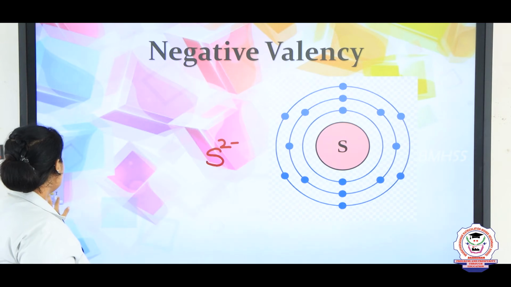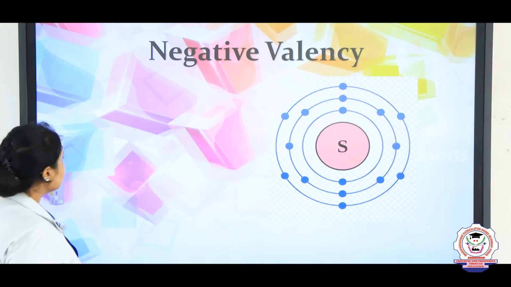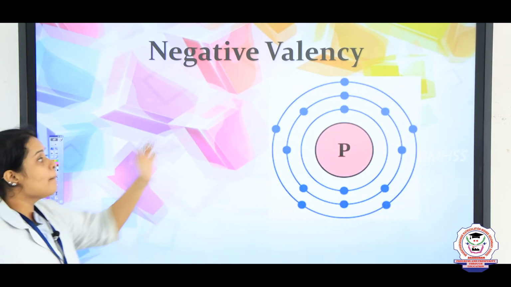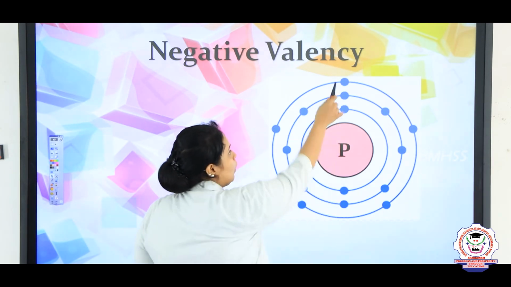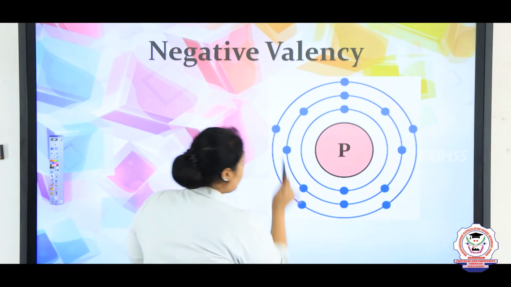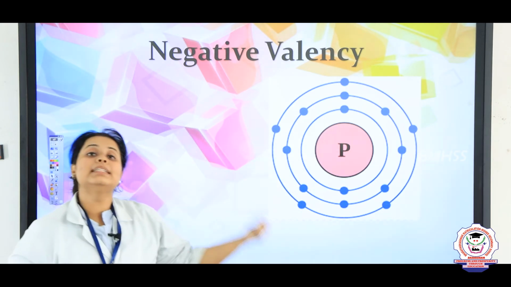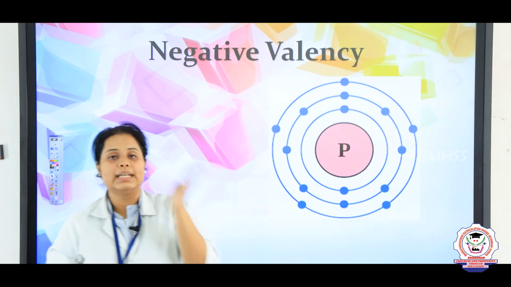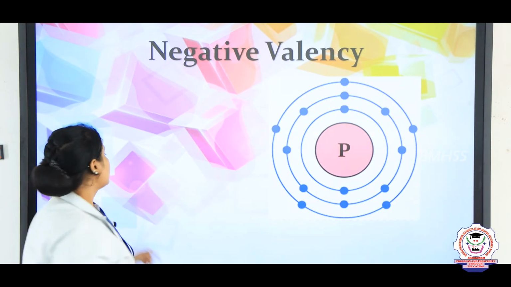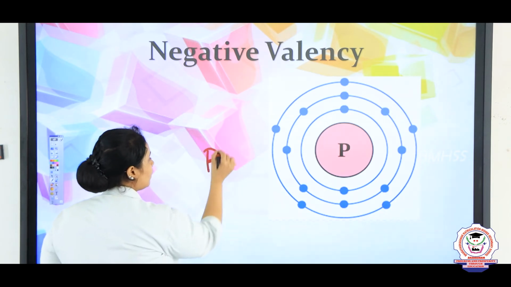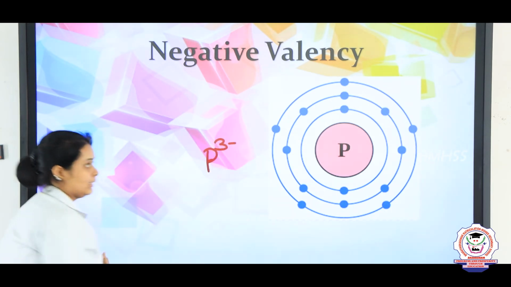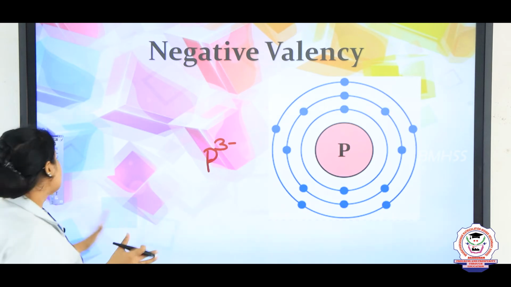And the last one here is an example of phosphorus. So how many electrons does phosphorus have, children, in the outer shell? 1, 2, 3, 4 and 5. So how many electrons does it need to fully fill? It needs 3 electrons. So when it adds 3 electrons, it will become P3 minus and it will become stable.